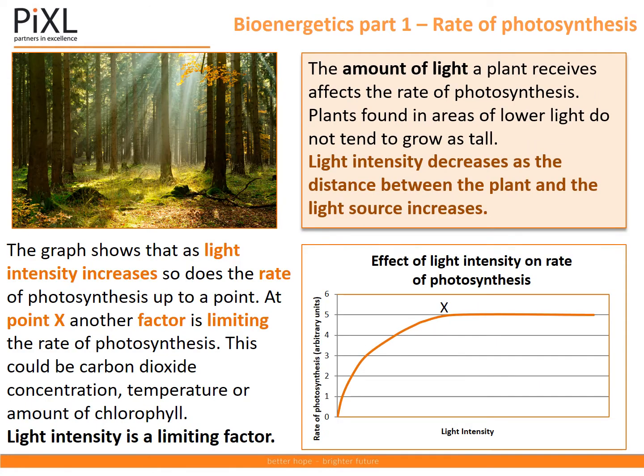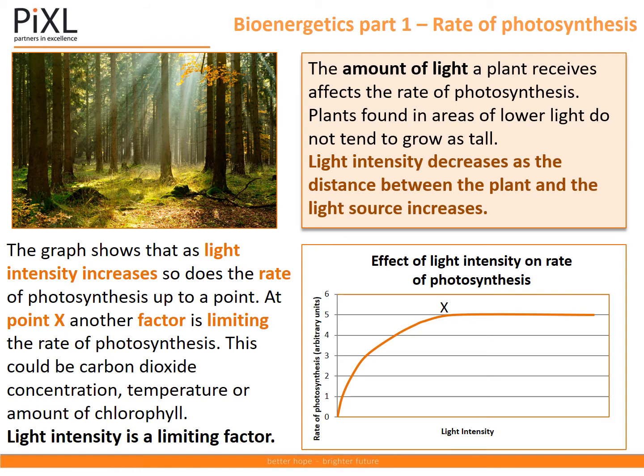Okay, so the next limiting factor that we need to know about is light intensity. Try not to say amount of light, use light intensity. Now, light intensity decreases as the distance between the plant and a light source increases. And that's important in the required practical, where you have to change a factor to measure the rate of photosynthesis. So you move a lamp away from a plant, and that will decrease the light intensity.